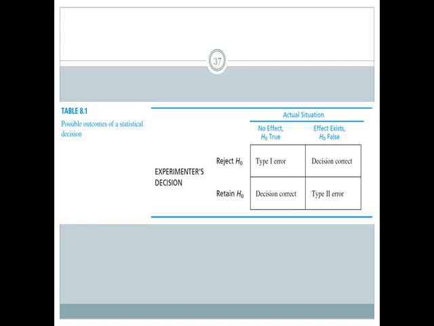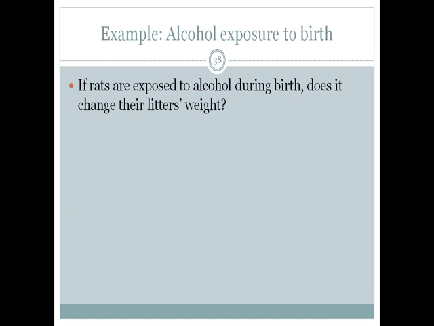So let's go through an example from start to finish of the null hypothesis testing approach, through the 5 steps of hypothesis testing. This example is: what effect does alcohol exposure have on birth? If rats are exposed to alcohol during pregnancy, does it change their litter's weight? So a pregnant rat is exposed to alcohol during the pregnancy. Does that change the litter's weight? That is our research question.